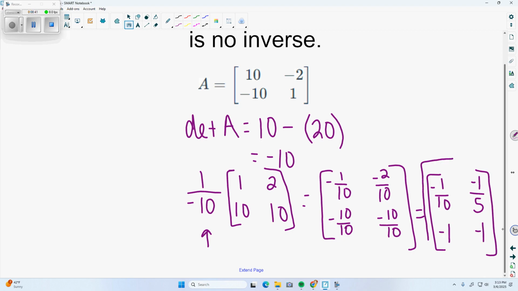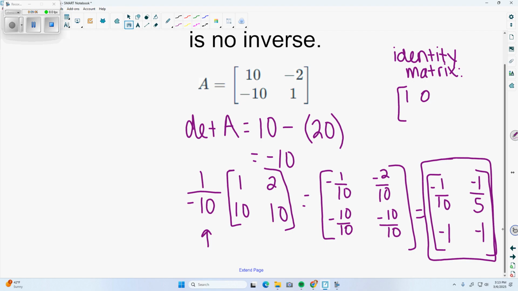negative 1. Now because that undoes the original, if you ever want to double check your work, if you put the inverse out in front of matrix A here and you multiply them, you should clean up to the identity matrix. Which is 1, 0, 0, 1. We'll talk about that more when we talk about systems.